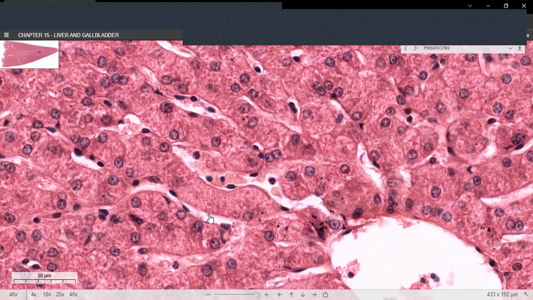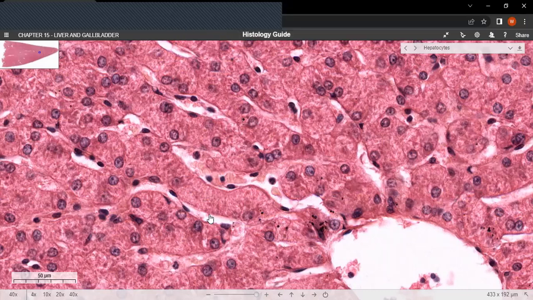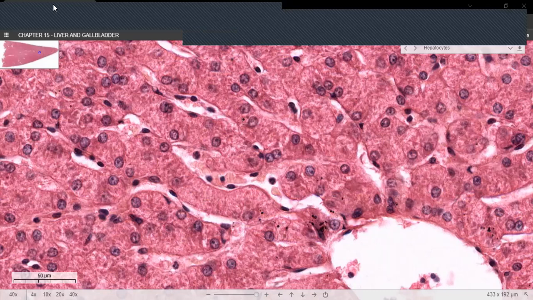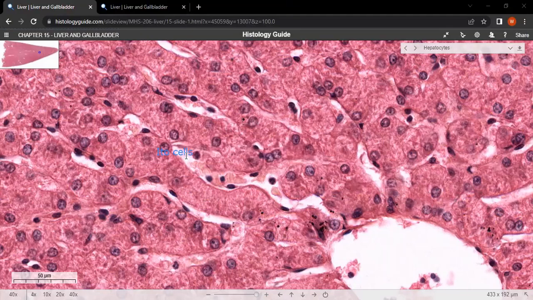And in there, the contents of the perisinusoidal space are hepatic stellate cells of Ito. Maybe I should write that. Or just simply call them Ito cells. What is the function of these cells? Ito cells have two functions.